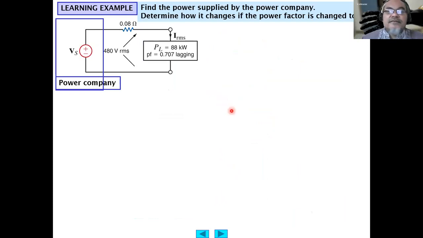Let's have an example here. Find the power supplied by the power company. We have a voltage source, the transmission resistance is 0.08 ohm, and the voltage across the load is 480 volt RMS. Determine how it changes if the power factor is changed to 0.9.